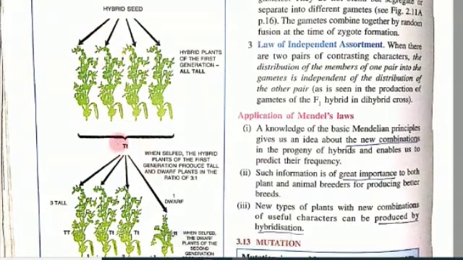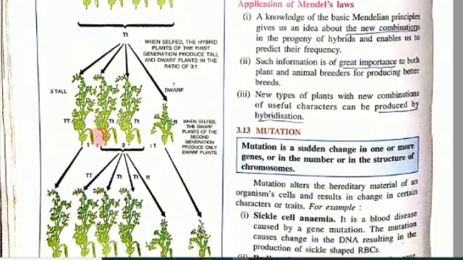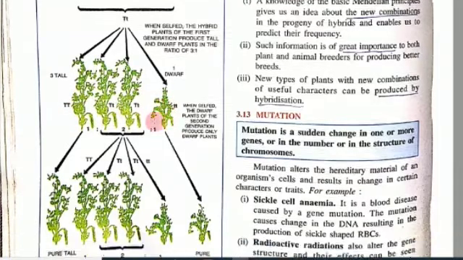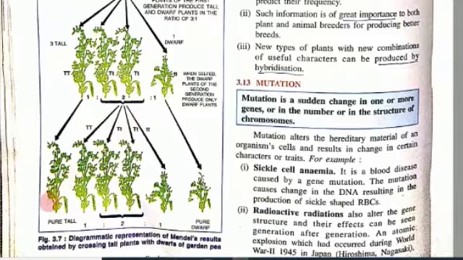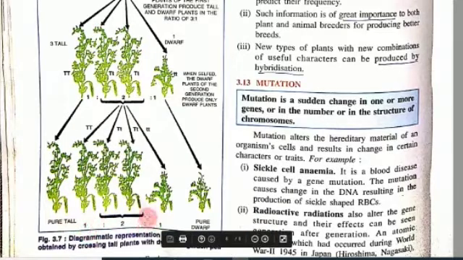These plants go to the F2 generation, producing 1 homozygous tall, 2 heterozygous tall, and 1 recessive. The ratio is pure tall 1, mixed tall 2, and pure dwarf 1. This is the complete picture of the monohybrid cross.